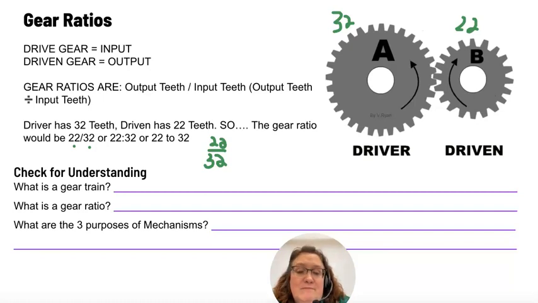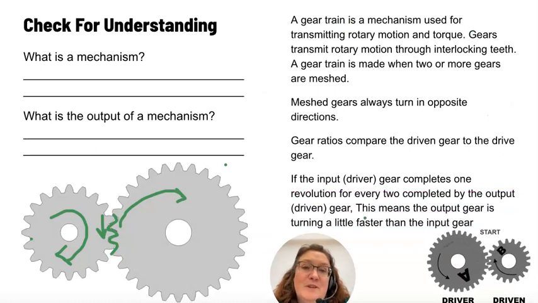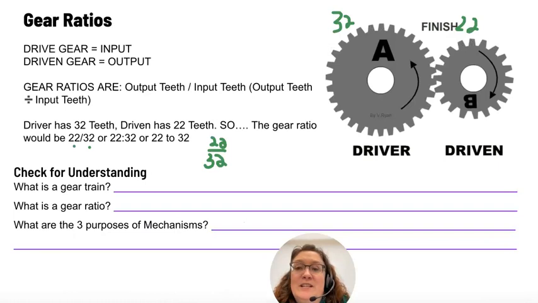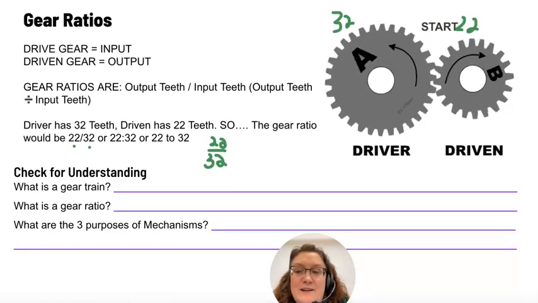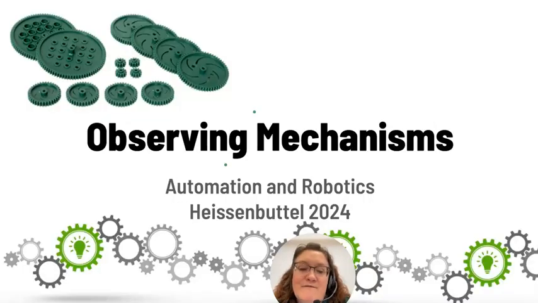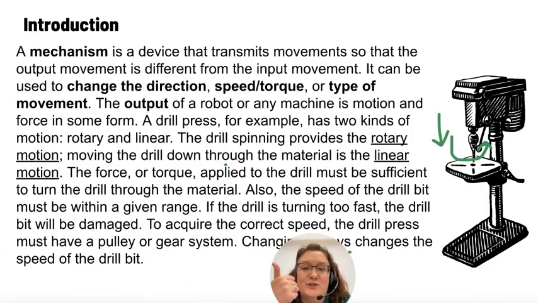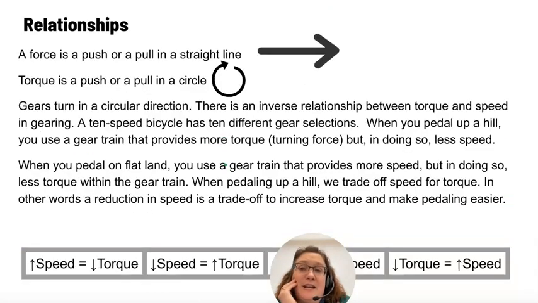So what's a gear train? Well, for that, we got to go back here to what's a gear train. It's a mechanism used for transmitting rotary motion and torque over a distance. What's a gear ratio? Also back over here. It is a comparison between the driven and the drive gear. Three purposes of mechanisms, all the way back to the first page: change the direction of the motion, change the speed or the torque, change the type of movement. Those are the three purposes of any mechanism.